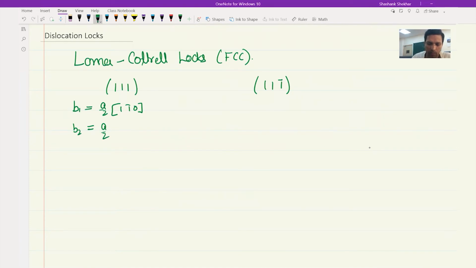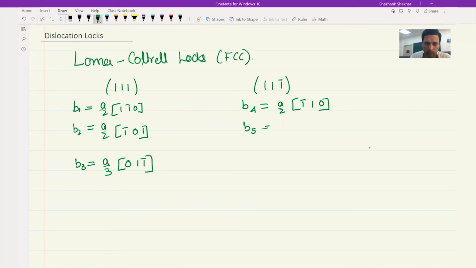And you can check that the dot product of this would give you 0. So these are the Burgers vectors for 111, and these are the Burgers vectors for 11 bar 1. One zero one. Again, you can check that the dot product of this and this would be 0, as you would expect.